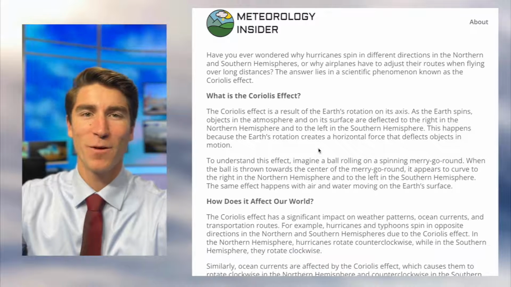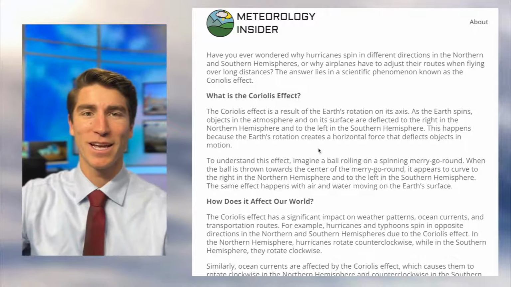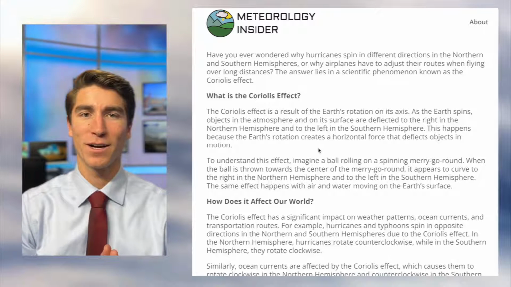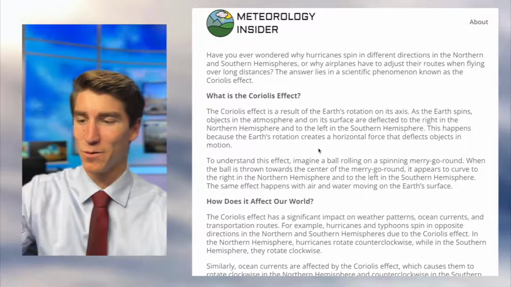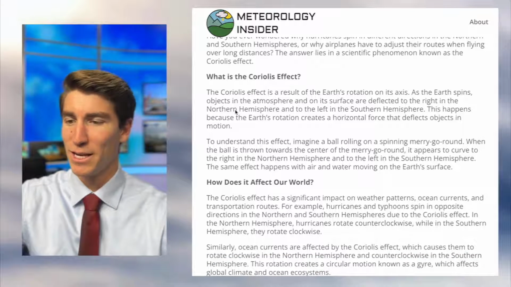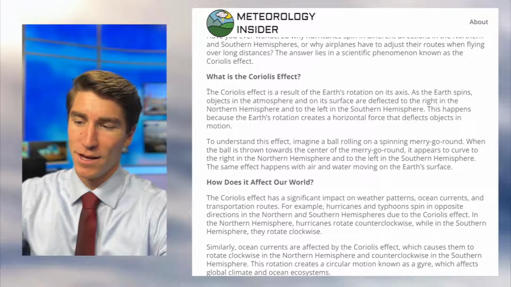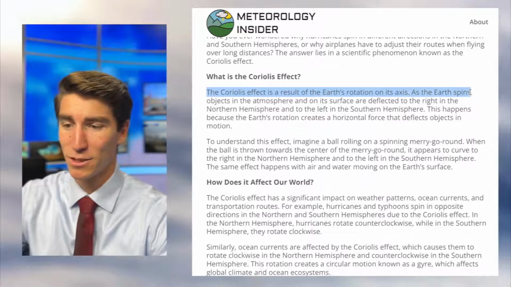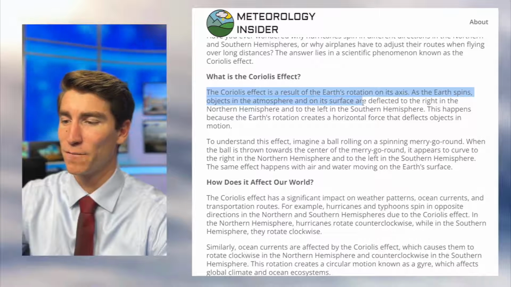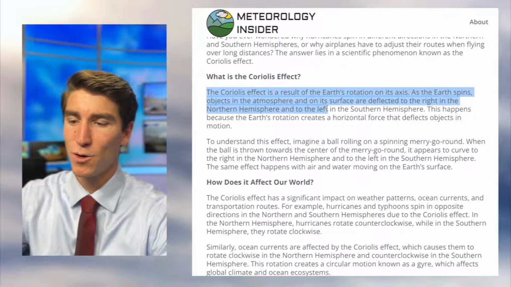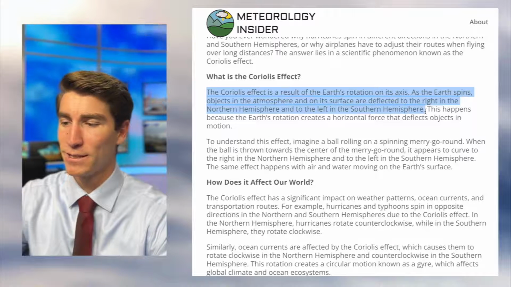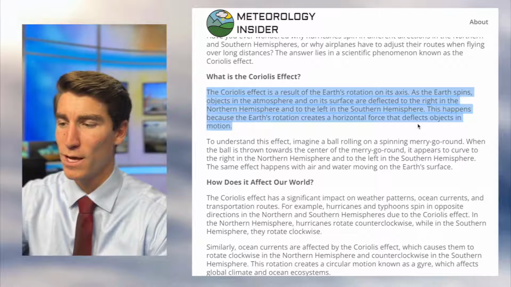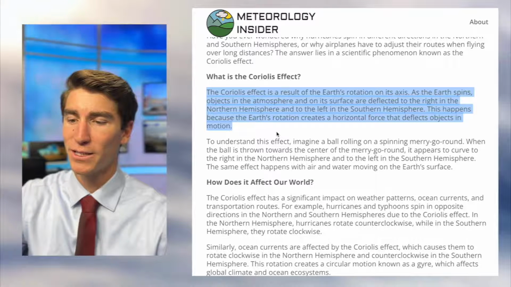You may not have known that about airplanes, but it is pretty interesting that they actually have to account for the spin of the Earth when they're plotting the path they're going to take through the sky. Now, just continuing, what is the Coriolis effect? The Coriolis effect is a result of the Earth's rotation on its axis. As the Earth spins, objects in the atmosphere and on its surface are deflected to the right in the Northern Hemisphere and to the left in the Southern Hemisphere. This happens because the Earth's rotation creates a horizontal force that deflects objects in motion.